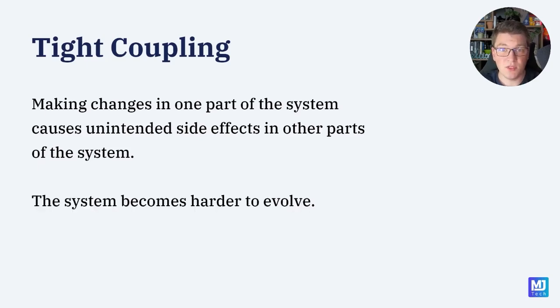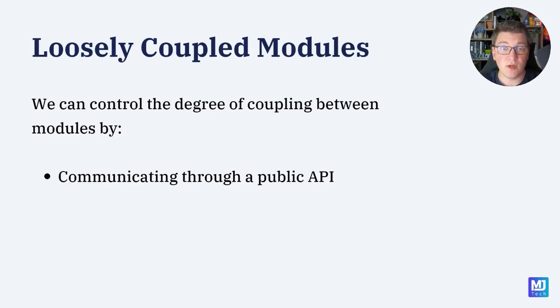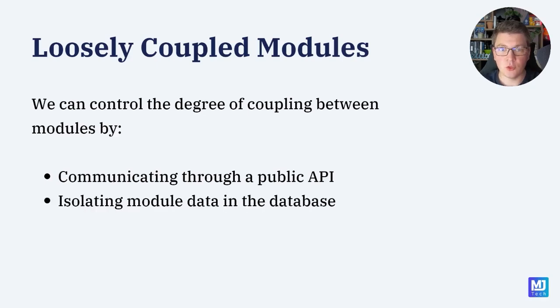Tight coupling between the components significantly increases the complexity of your system and makes it harder to evolve over time. So what we really want is to achieve loosely coupled modules inside of our modular monolith. Now, how we can control the degree of coupling between the modules is by only communicating between modules using the module's public API. And another way to control coupling is to isolate the data for each module inside of the database, which means there is no sharing of data directly between two unrelated modules.